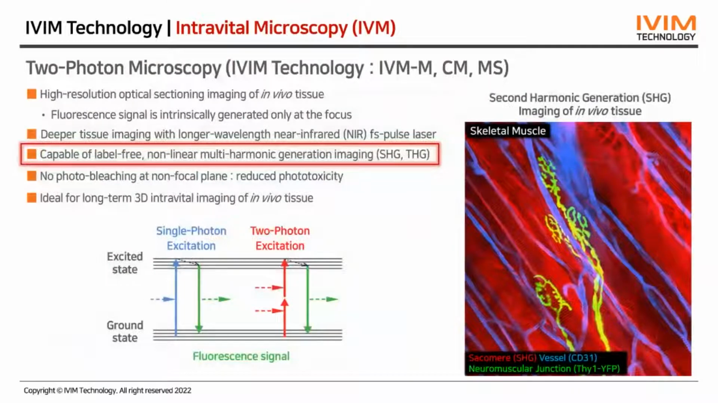Two-photon microscopy enables point excitation, so we can get high-resolution optical sectioning imaging with deep imaging depth, with a long-wavelength near-infrared pulsed laser source. We can acquire clear images with minimized photobleaching and reduced phototoxicity to the live tissue. In addition, by second harmonic generation, we can detect skeletal muscle structures without additional labeling.